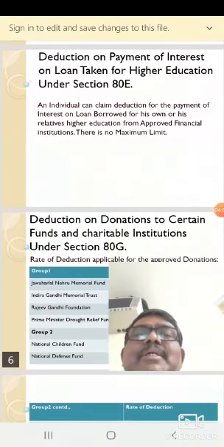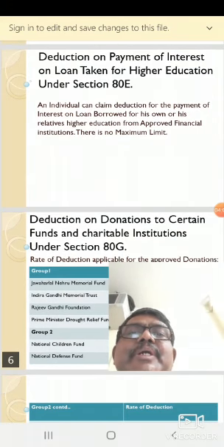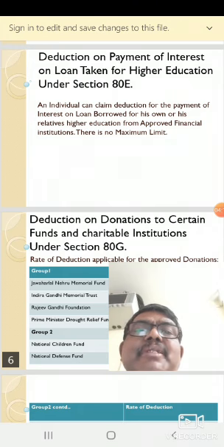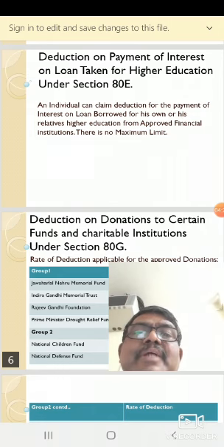Coming to another deduction under section 80E, this relates to deduction on payment of interest on loan taken for higher education. So here the detail is an individual can claim deduction for the payment of interest on loan borrowed for his own or his relatives' higher education from approved financial institution, and here there is no maximum limit.